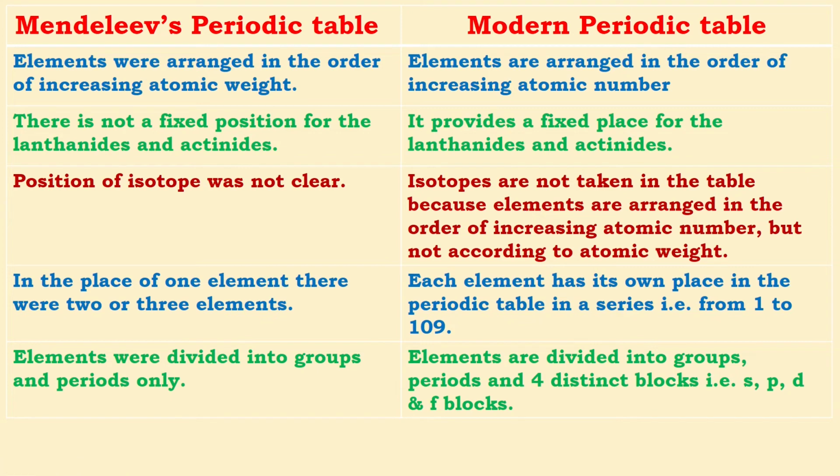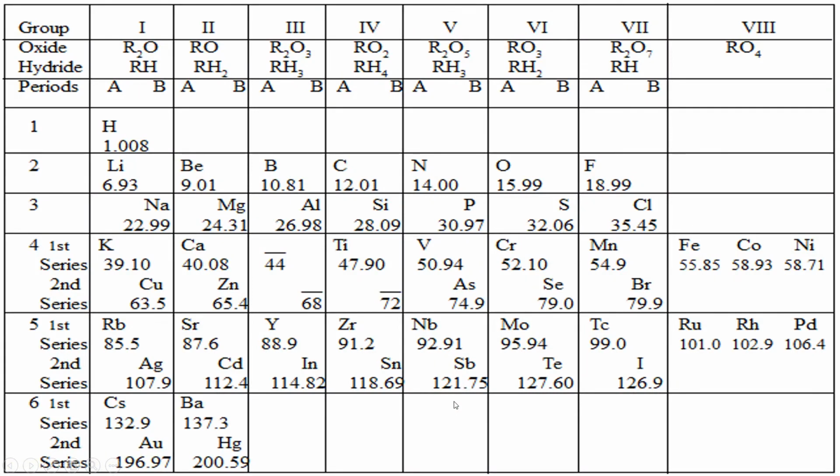Okay, now let's talk about another point. Elements were divided into groups and periods only in the Mendeleev periodic table. But in the modern periodic table, there are not only groups and periods, but four distinct blocks: S, P, D and F block elements are separated. Look at this. Here we have the Mendeleev periodic table. This is a period, a horizontal row of elements: lithium, beryllium, boron, carbon, nitrogen, oxygen, fluorine. This horizontal row is one period: sodium, magnesium, aluminum, silicon, phosphorus, sulfur, chlorine. Another period: hydrogen alone in a period.